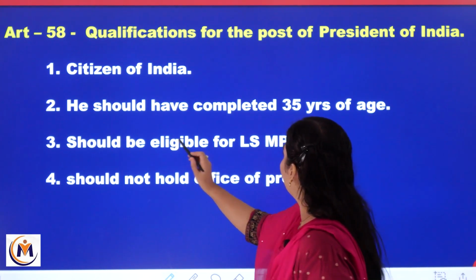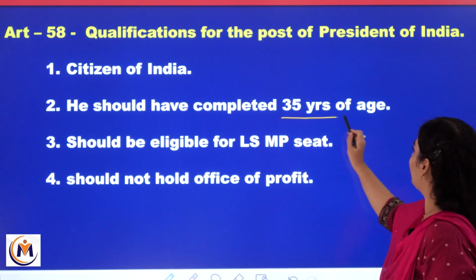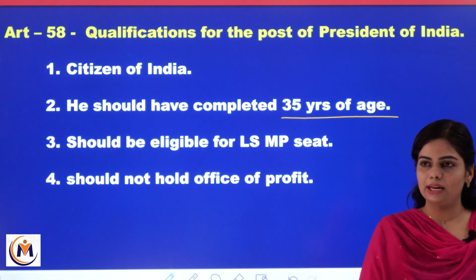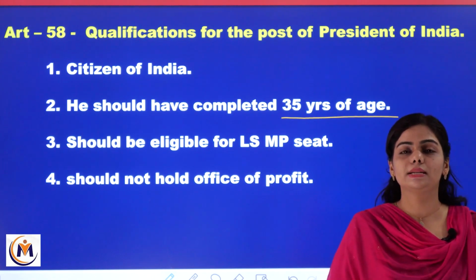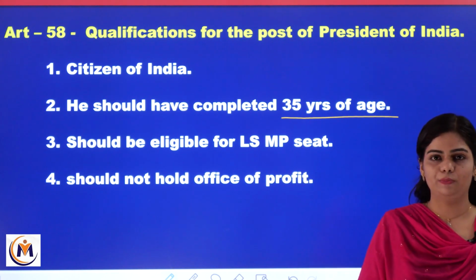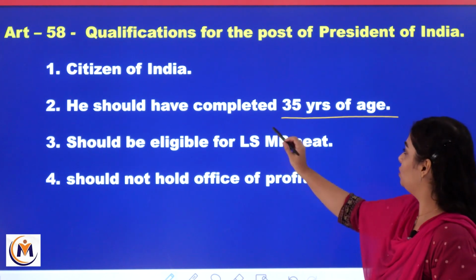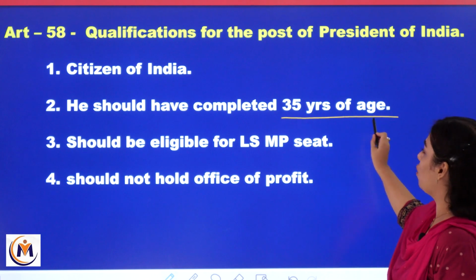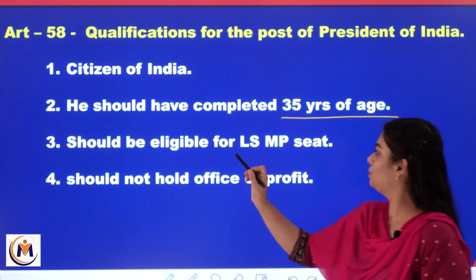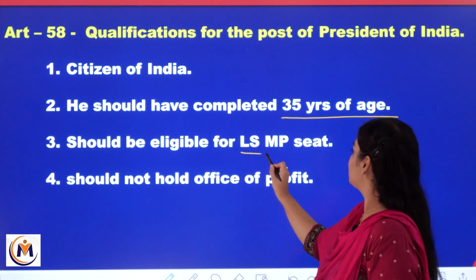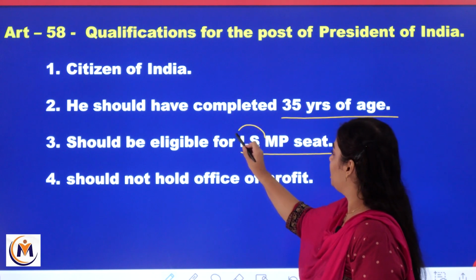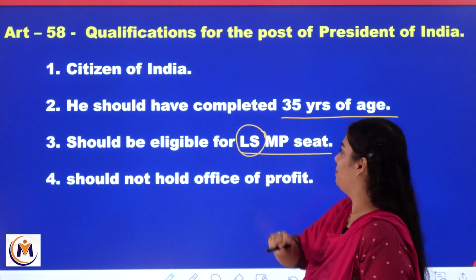Second point, he should have completed 35 years of age. So usually when questions occur in state services examinations as well as in UPSC, they majorly refer to this very point of age. So he should have completed an age of 35 years. The third point is he should be eligible for a Lok Sabha MP seat. So remember this very point, he should be eligible for a Lok Sabha MP seat.